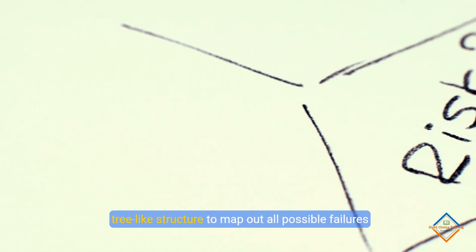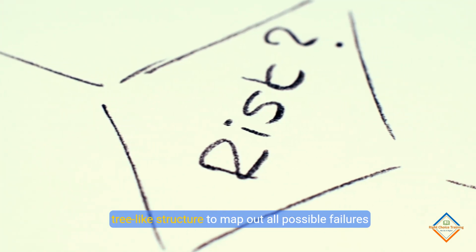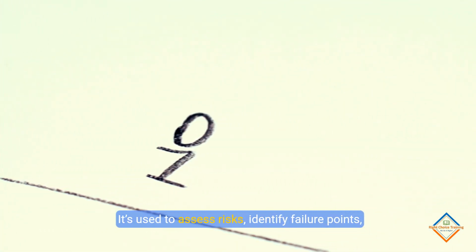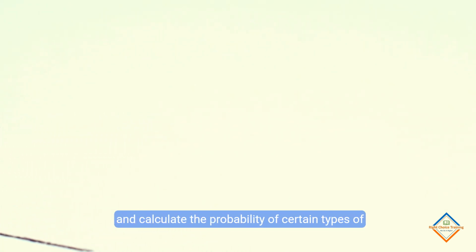4. Fault tree analysis, FTA. Overview. Fault tree analysis is a systematic method that uses a tree-like structure to map out all possible failures leading to an incident. It's used to assess risks, identify failure points, and calculate the probability of certain types of incidents occurring.